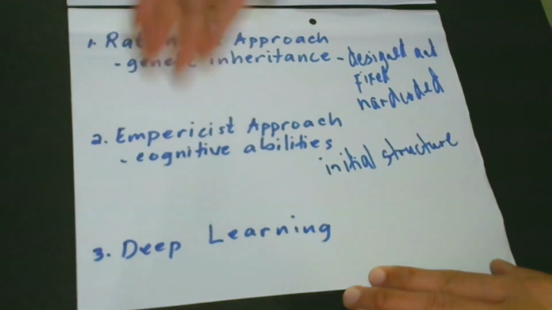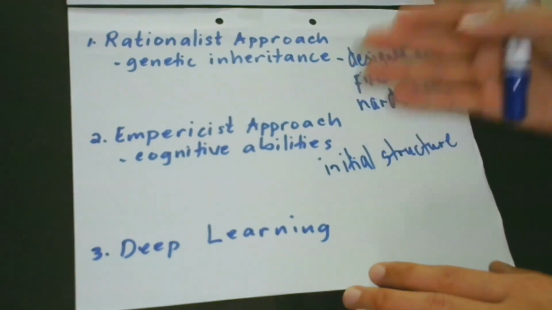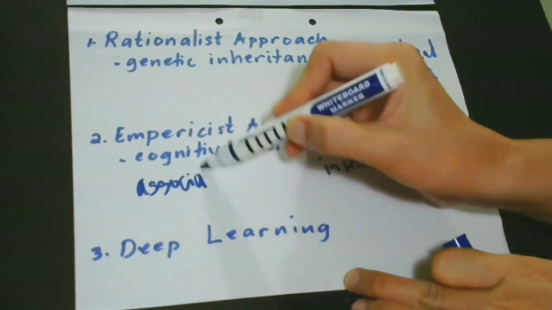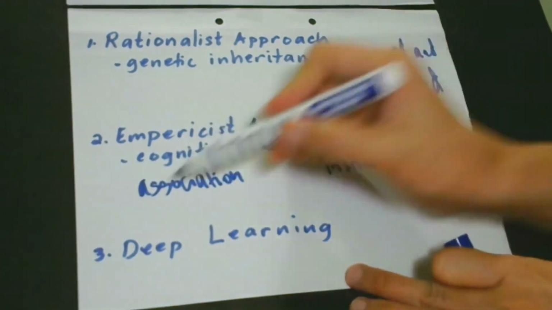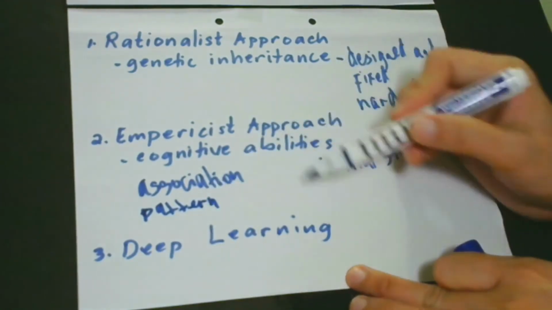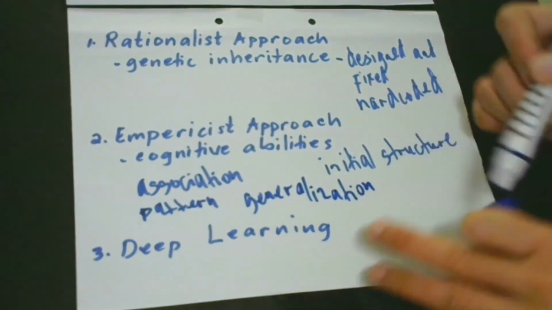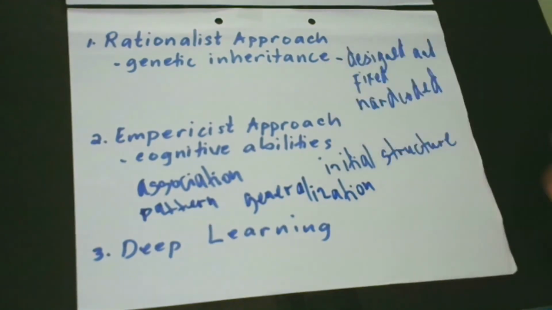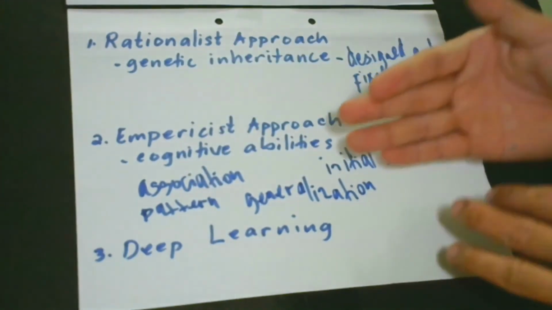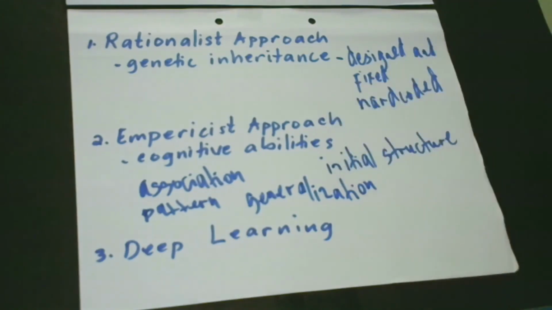So this empiricist approach suggests that a baby's brain starts with general operations for association. Let me write that. Association, then pattern recognition and generalization. These operations, association, pattern recognition, and generalization, provide the child the ability to process whatever is input into him for him to be able to learn the detailed structure of the natural language.